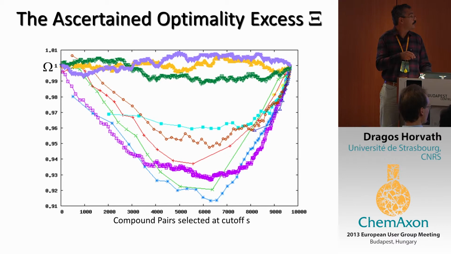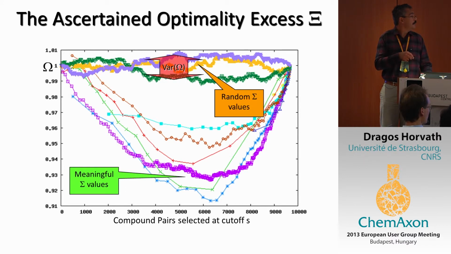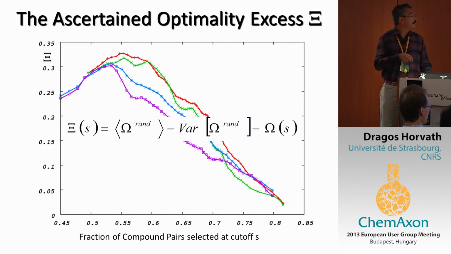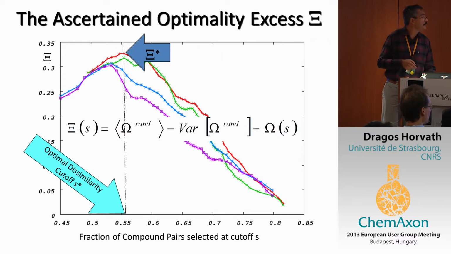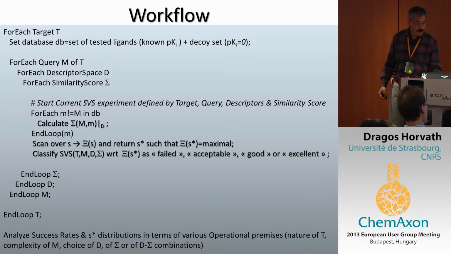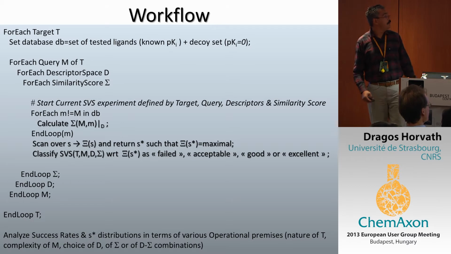So you would like to correct for the standard deviation here, and we inverted the curve as well to have a maximum and define this ascertained similarity optimality criterion, which maximizes at the optimal dissimilarity cutoff. So far, so good. So what did we do?